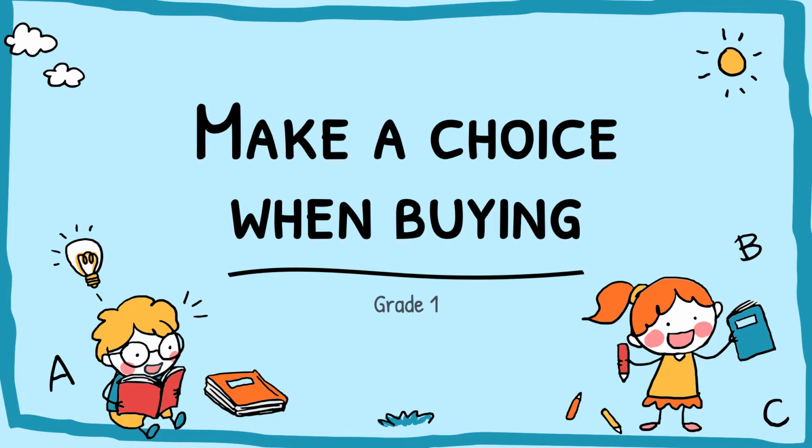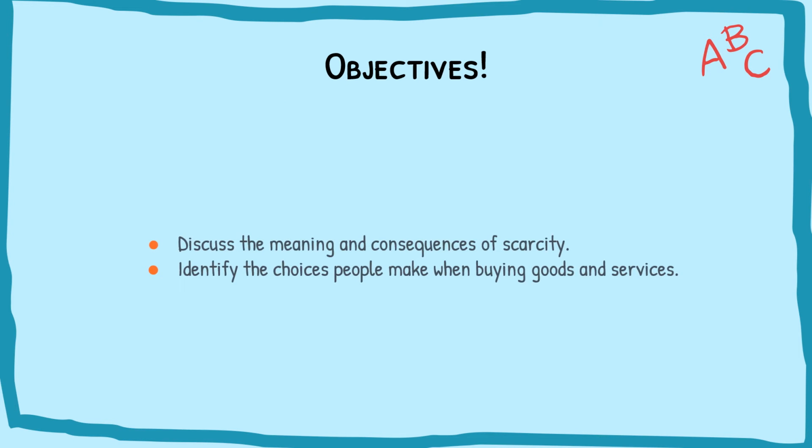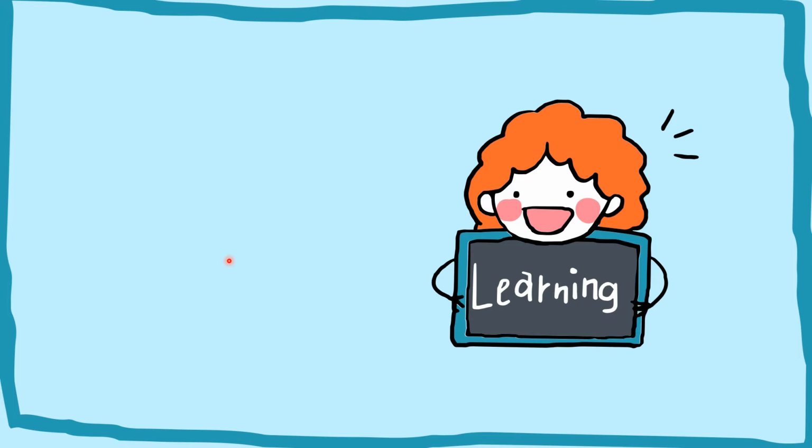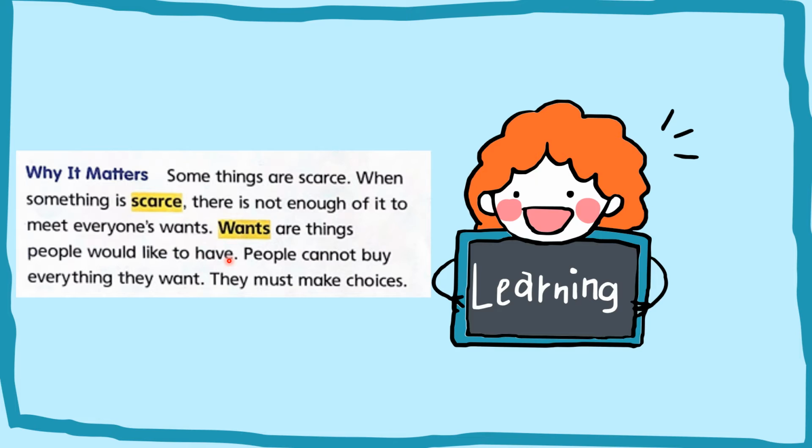Today we are going to learn about making a choice when buying. The objectives of our lesson are to discuss the meaning and consequences of scarcity and to identify the choices people make when buying goods and services. Now students, in today's lesson you are going to learn about scarcity and making choices when buying goods and services.